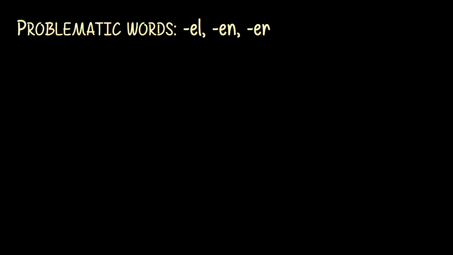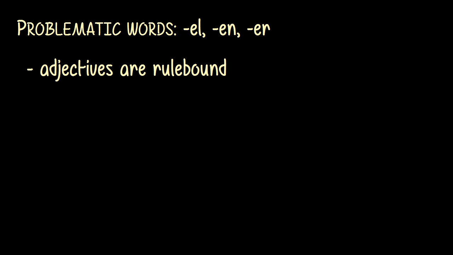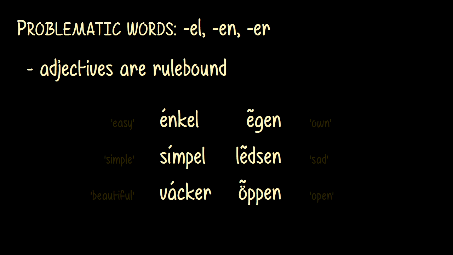Problematic words are those ending in L, N, and R. Nouns can have either accent. Cykel, fågel, vinter versus spindel, nyckel, syster. Adjectives in L and R have accent 1, but those in N have accent 2. Enkel, simpel, vacker versus egen, ledsen, öppen.